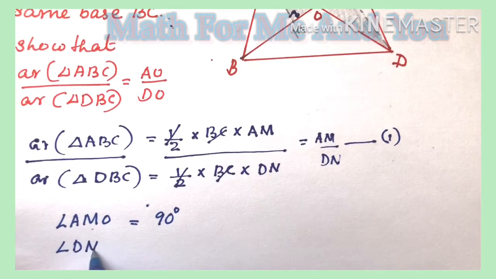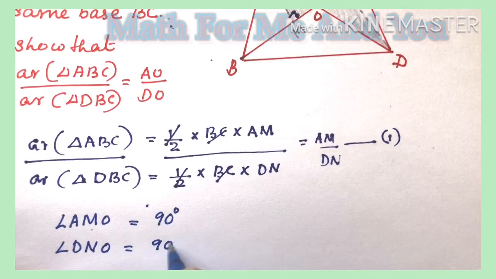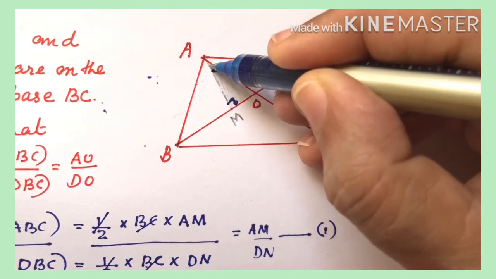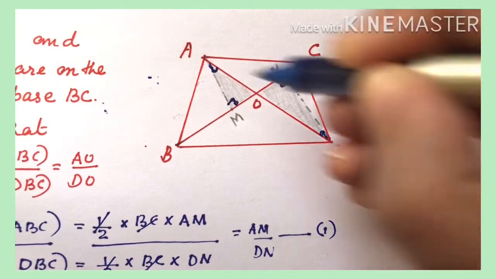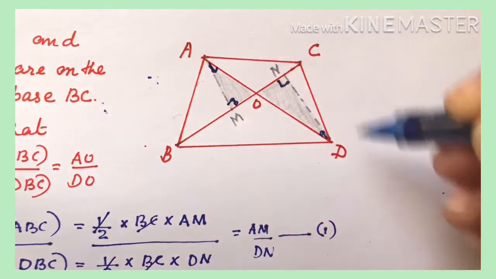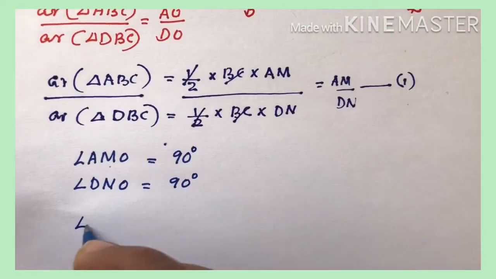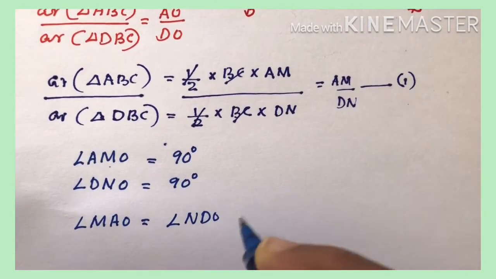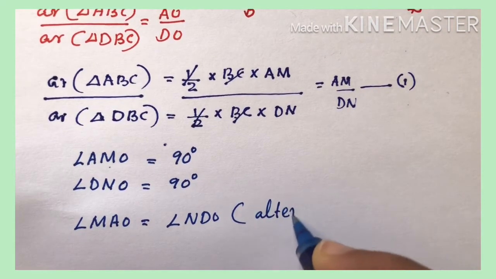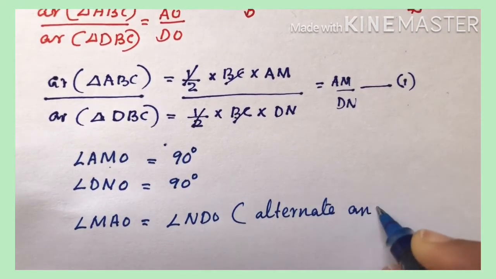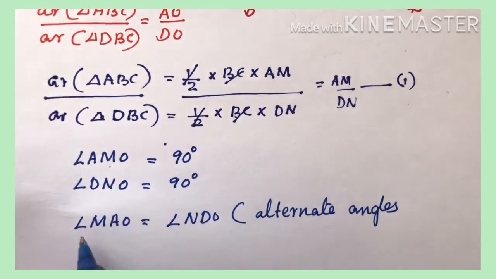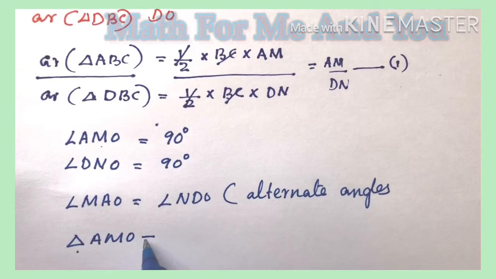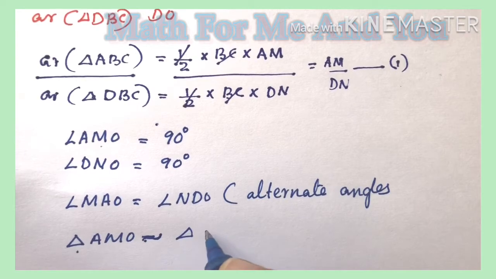They are the same. Again we can see an alternate interior angle, that is MAO, and the other angle is NDO. They are equal because they are alternate angles. Angle MAO is equal to angle NDO. The reason is alternate angles. We have two pairs of angles equal, so we can apply the AA theorem. By the AA theorem, the small triangle AMO is similar to triangle DNO.